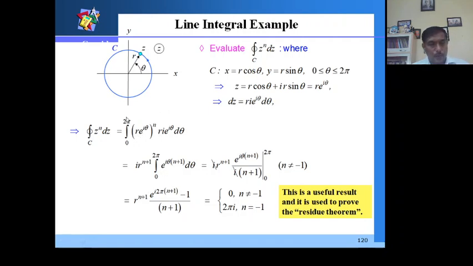Here, the integral from 0 to 2 pi of r e^(i theta) to the power of n into r i e^(i theta) d theta. If you integrate with respect to theta, r^(n+1) and i are constants, so we can take them outside, leaving e^(i theta (n+1)). If you solve this, the i cancels, giving r^(n+1) times (e^(i 2 pi (n+1)) minus 1) divided by (n+1). If n is not equal to minus 1, the value becomes 0. If n is equal to minus 1, this becomes 2 pi i.